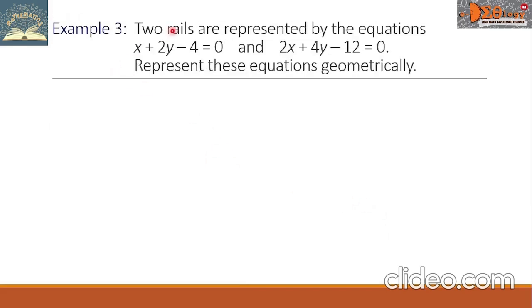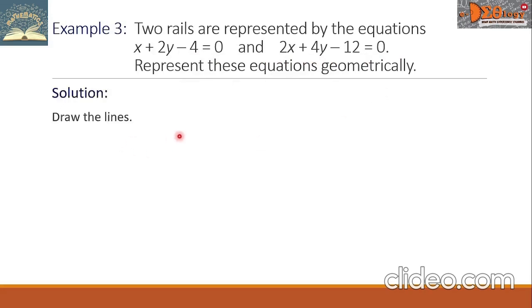Example 3. 2 rails are represented by the equations x plus 2y minus 4 equals 0 and 2x plus 4y minus 12 equals 0. Represent these equations geometrically.